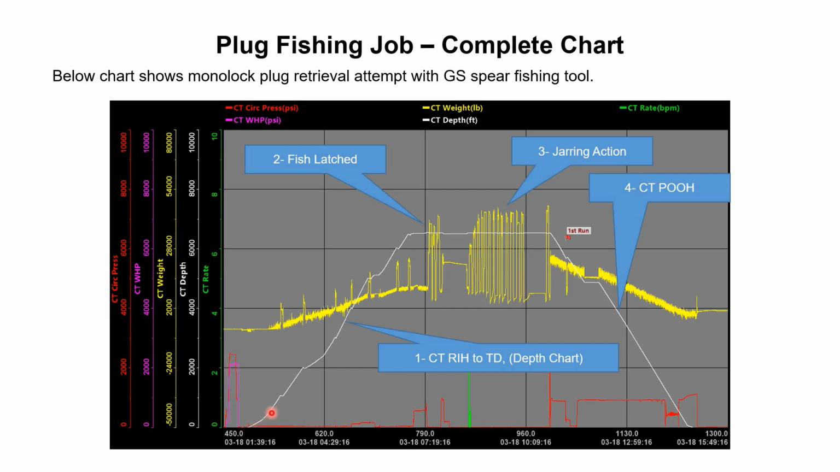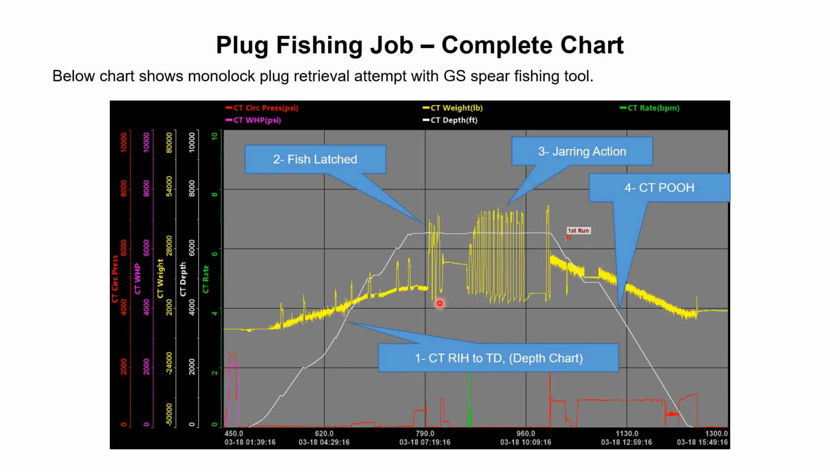Here the depth is showing the running in hole, and this weight line is showing the pull test, that after each specific interval like 1000 feet we have performed a pull test. Ultimately we have run the coil tubing from surface to the target depth. Then here we have latched the fish. We need to understand this particular portion in detail, but we'll do that in our next slide. Here we'll just see the overall job chart. Here we latched the fish, and then in this portion we perform the jarring action to release the fish, and then ultimately we pull CT out of hole.